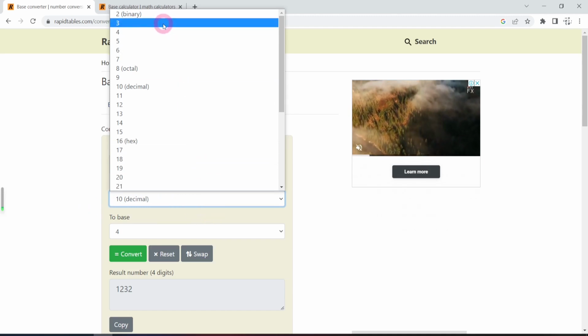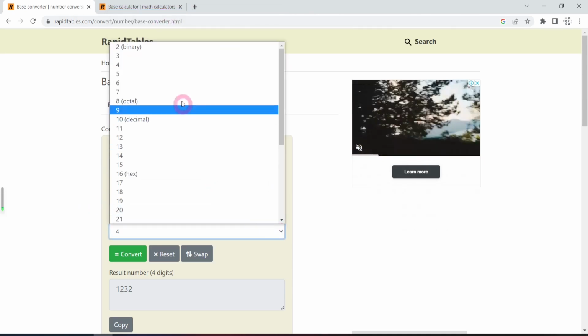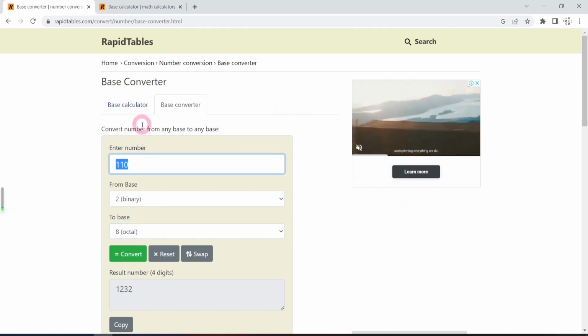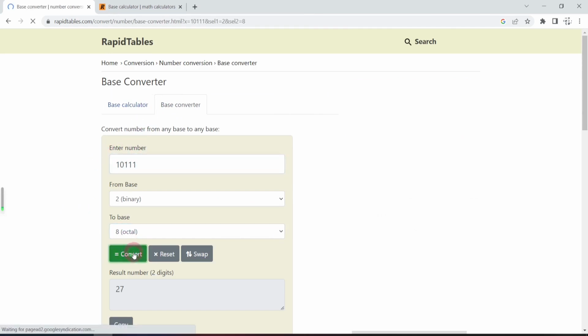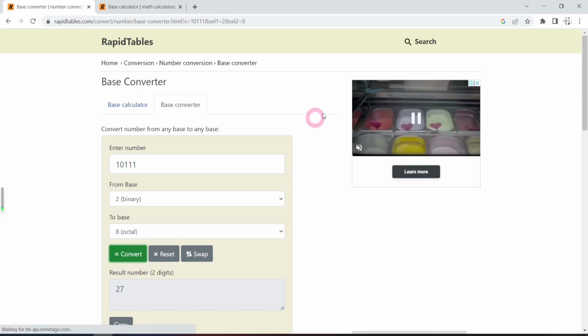Base 2, let me set base 2 to base 8. And this is 10111. Press convert. 27. Okay, correct.